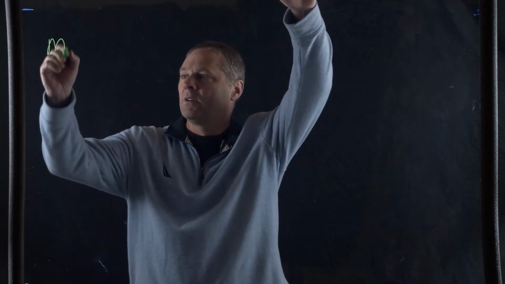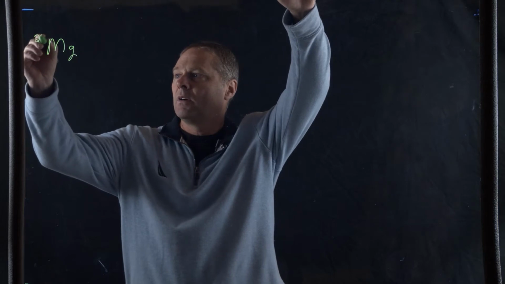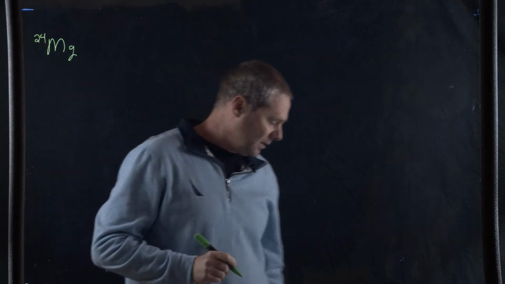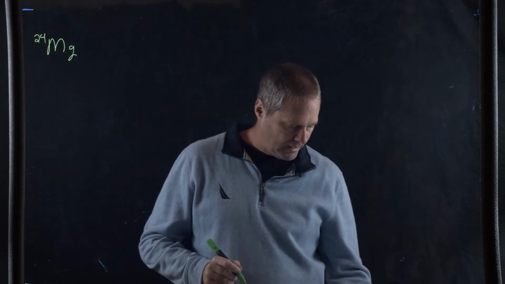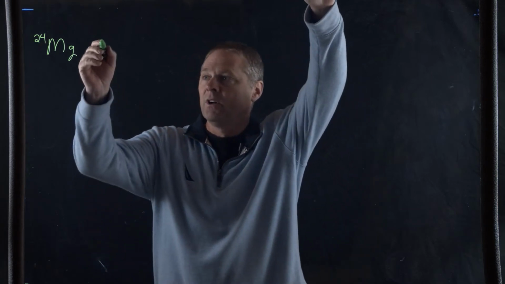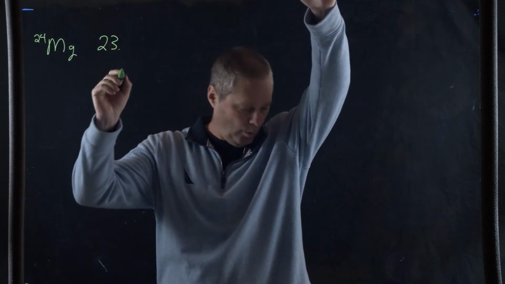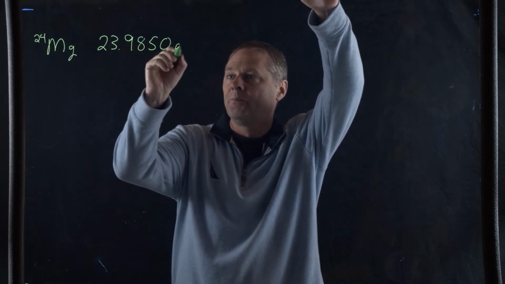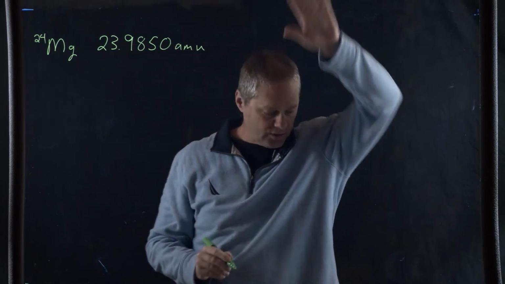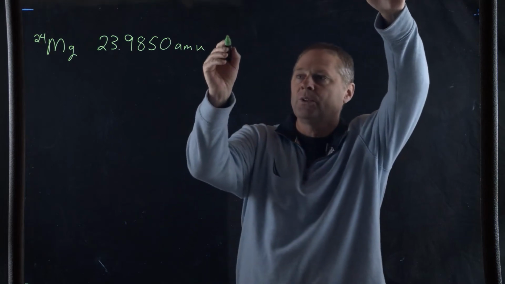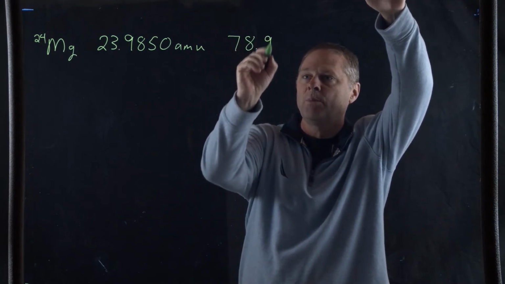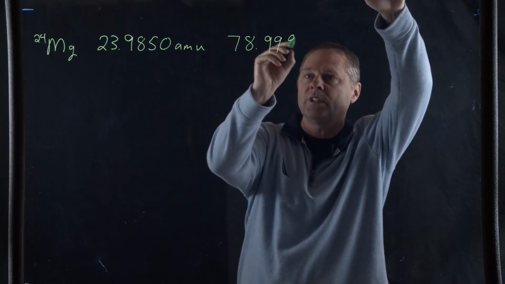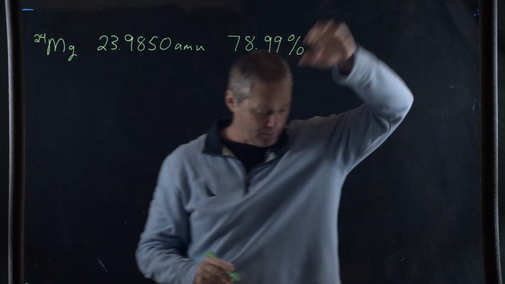I'm sorry, three isotopes. So you have magnesium 24. Magnesium 24 is going to have a mass of 23.9850 atomic mass units, and its abundance is going to be 78.99%.